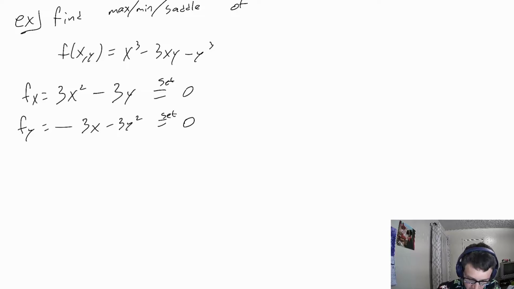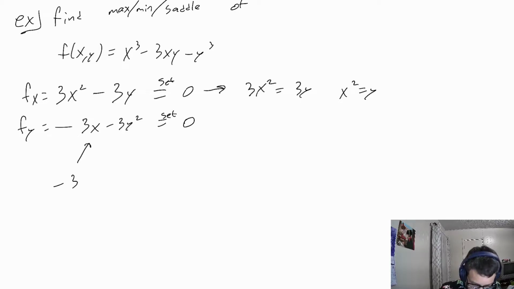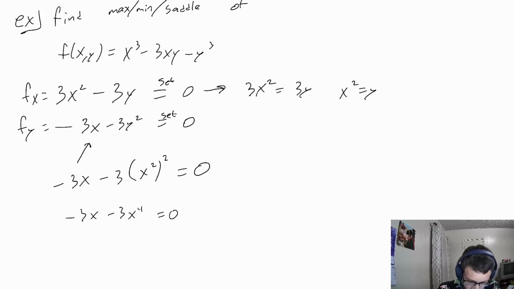Let's see. I'll take this equation here. This tells us that 3x squared equals 3y. So then x squared equals y. Now we have a nice substitution we can make. We can substitute that into here. We get minus 3x minus 3 times x squared squared equals 0. So minus 3x minus 3x to the 4th equals 0.